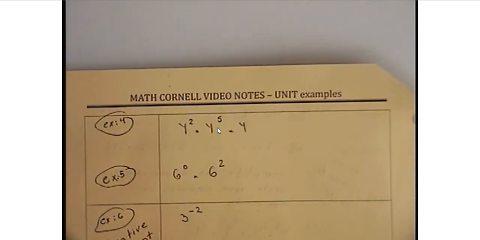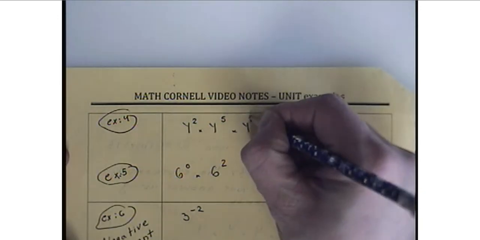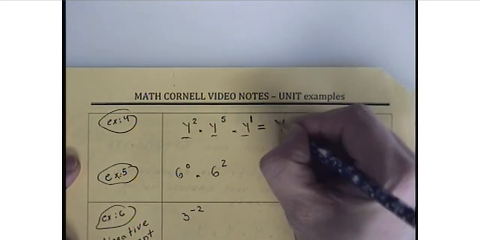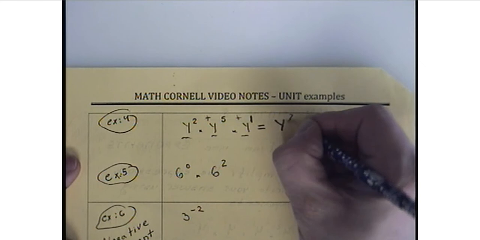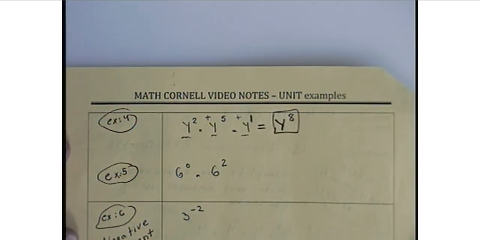So we have another multiplication of different powers. Y to the second times y to the fifth, and then we have times y. Well, times y means y to the first power, right? So that will be equal to, for all three terms we have base y, and now we're adding those. 2 plus 5 is 7, plus 1 is 8. So y to the 8th power will be the answer here.